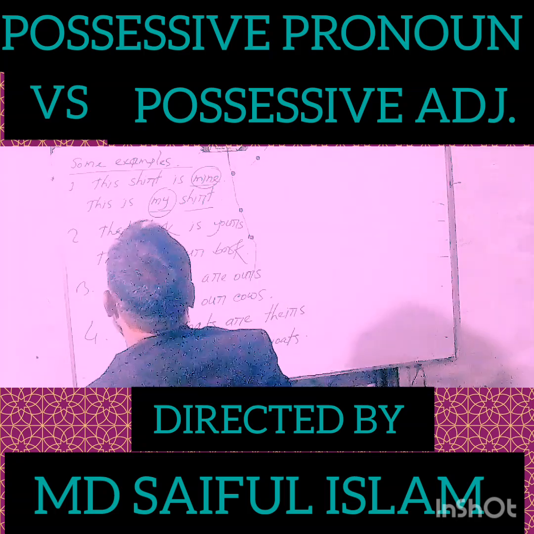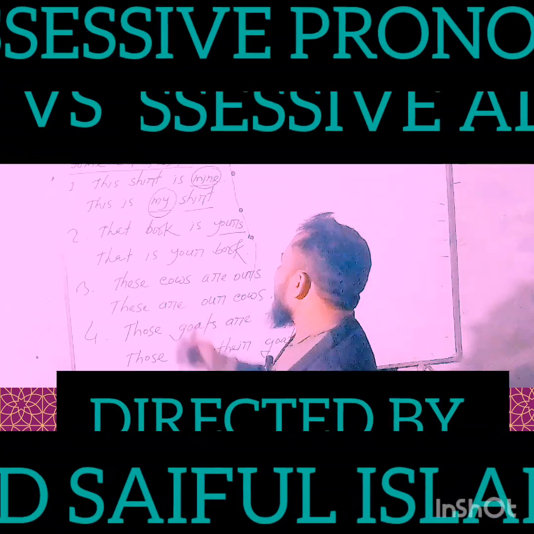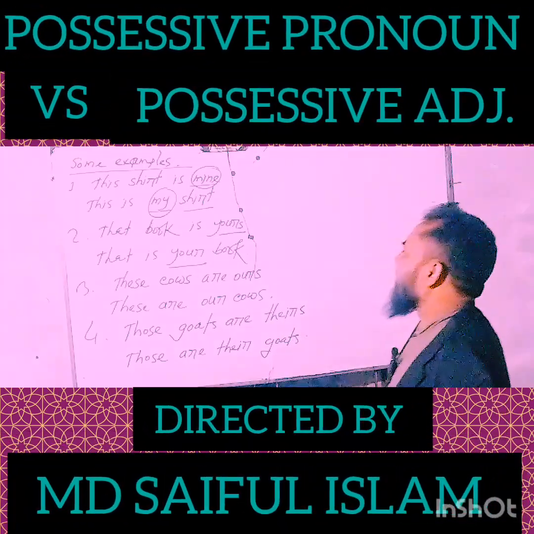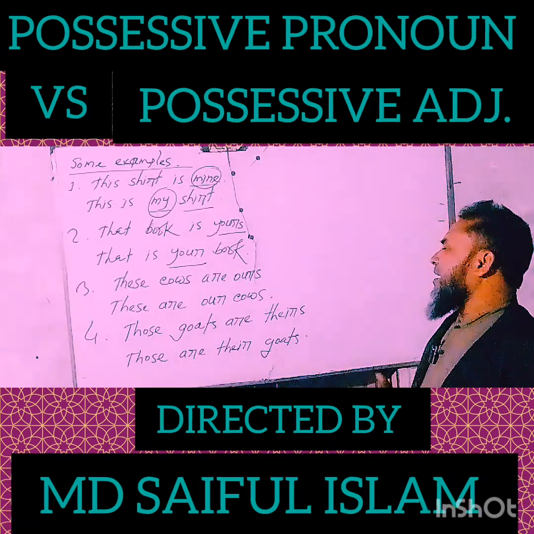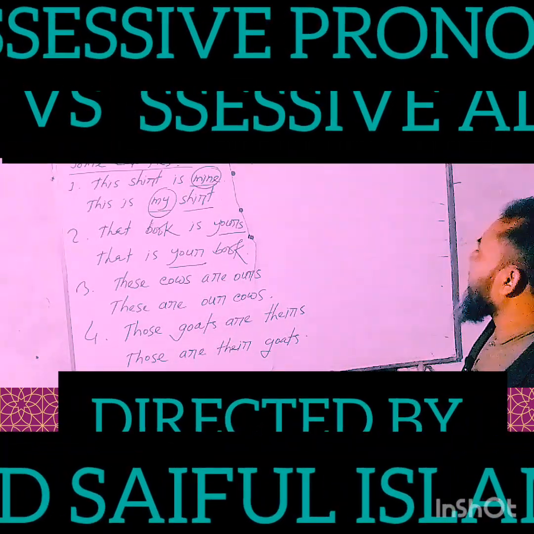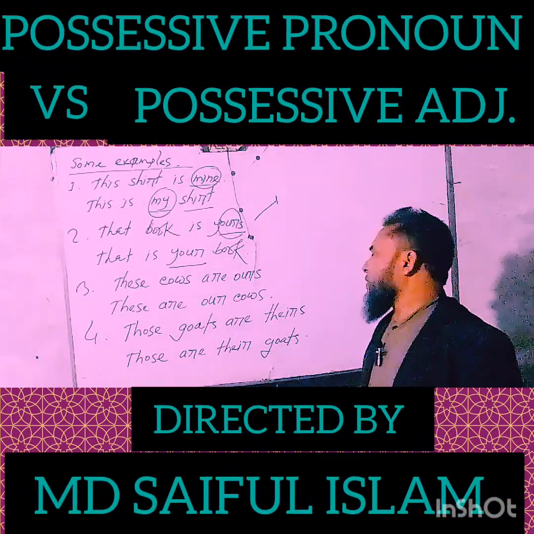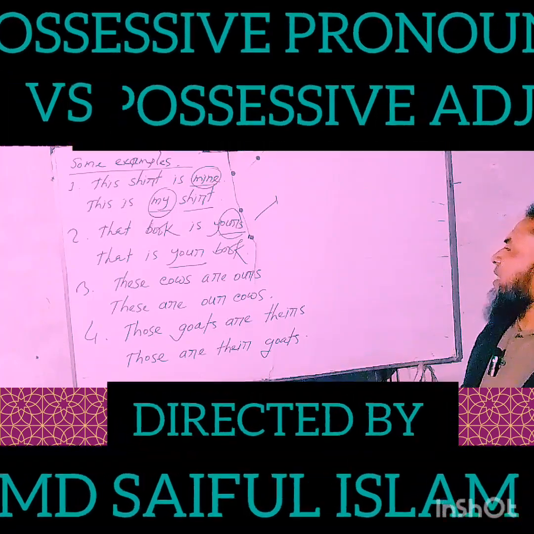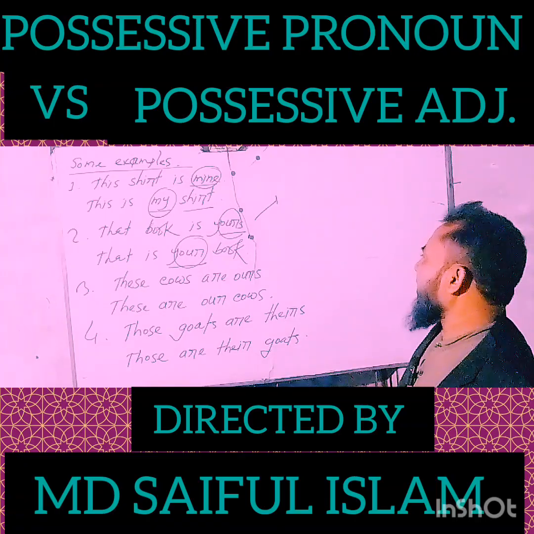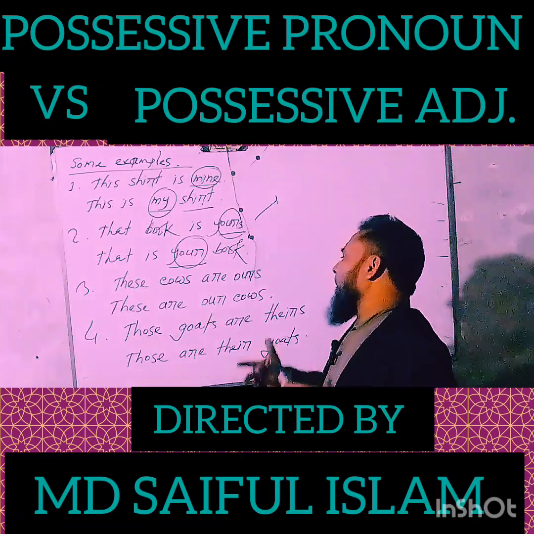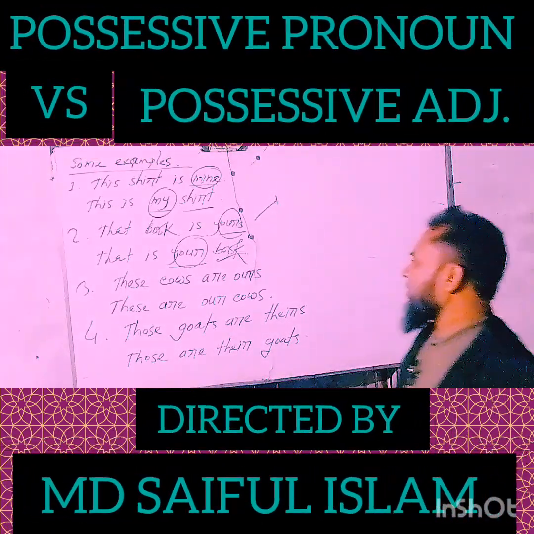Okay, my dear learners, next example. That book is yours. Underline yours, and that is your book. If you are told to name the parts of speech of these two words, you will be able to reply, but I want to add something here. In this sentence, yours indicates the ownership of a thing, but your indicates the ownership of a thing as well as modifies the noun book. I hope you have understood clearly.